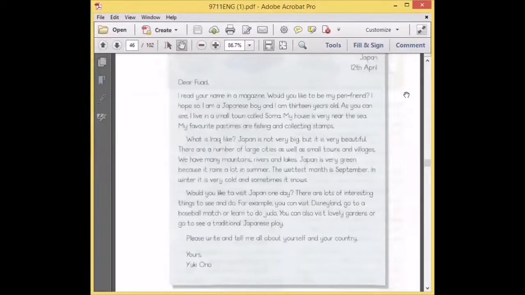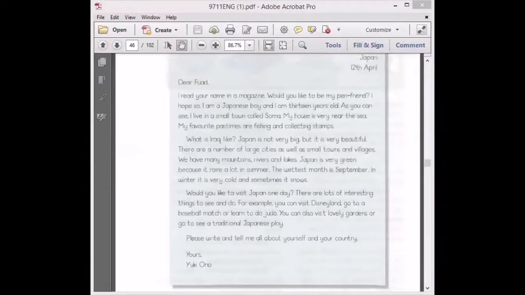Dear Fuad, I read your name in a magazine. Would you like to be my pen friend? Hope so. I am a Japanese boy and I am 13 years old. As you can see, I live in a small town called Shuma. My house is very near the sea. My favorite pastimes are fishing and collecting stamps. What is Iraq like?